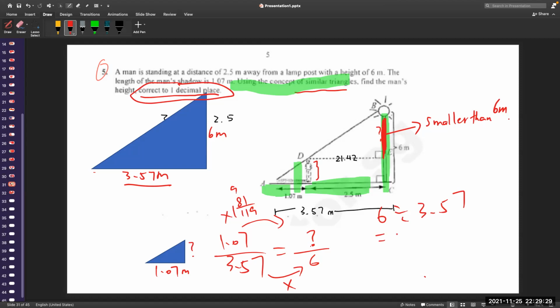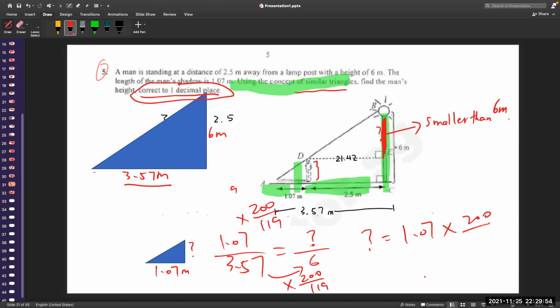200 over 119. Okay, good. So 200 over 119. So your job is to do this: 1.07 times 200 over 119. That's your question. 1.07 times 200 over 119. So what's the answer?